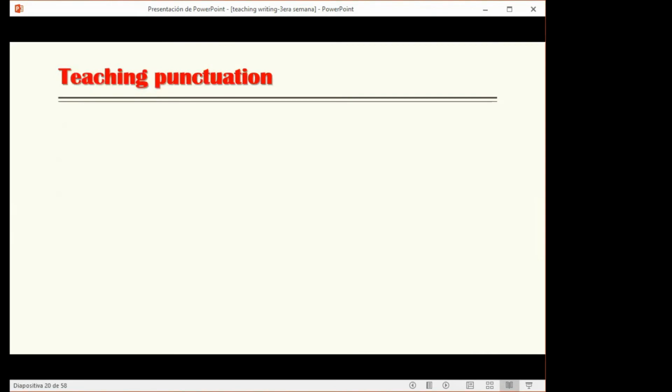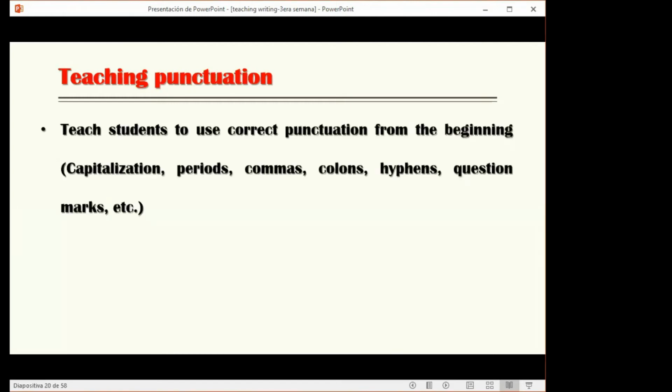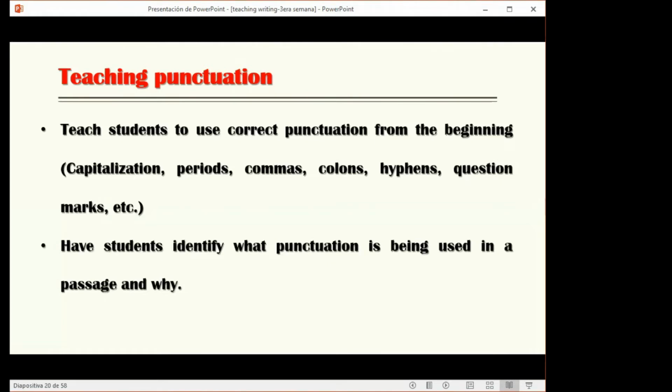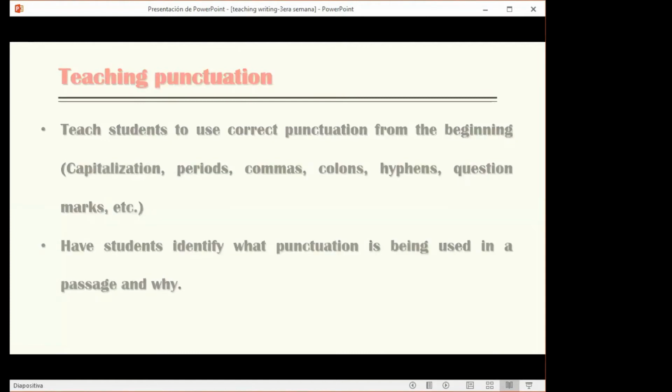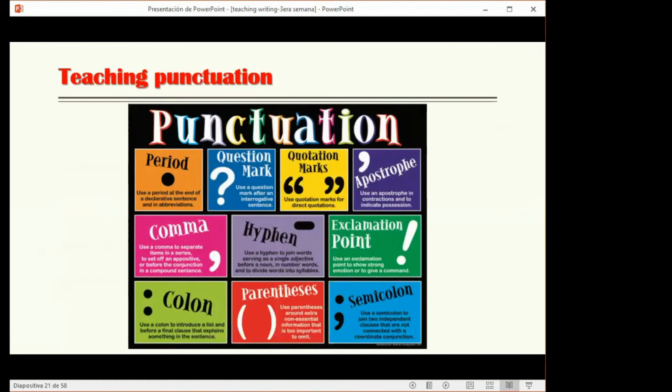Notice we have seen the handwriting, then the spelling, now punctuation. Teach students to use correct punctuation from the beginning. It means capitalization, periods, commas, colons, hyphens, question marks, etc. Have students identify what punctuation is being used in a passage and why. Here you have these common punctuation marks.